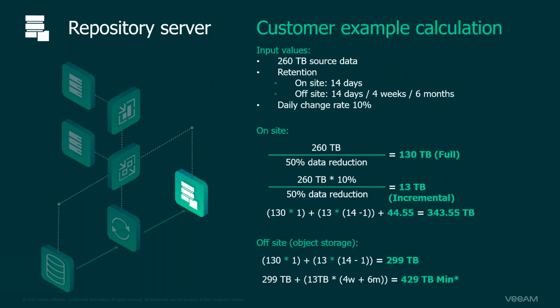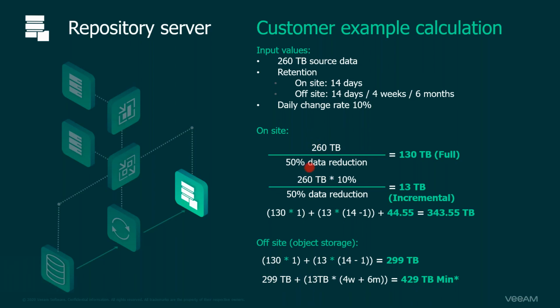So let's look at our customer example here. We had 260 terabytes of source data, and we had 14 days of retention on premises and 14 days of retention off premises, as well as those 4 weeklies and 6 monthlies for our GFS. And we had that 10% daily change rate. So we're going to go ahead and look at our calculations.